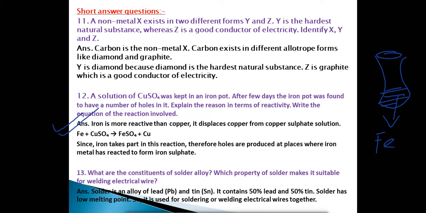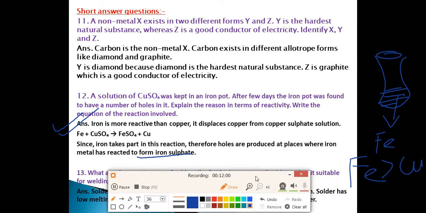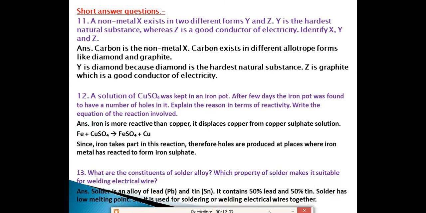Why is this so? We know that iron is more reactive than copper, so it will displace copper from its salt solution and form ferrous sulfate, FeSO4. In displacement reactions, we have read that the more reactive element will displace the less reactive element from its salt solution. So obviously iron will displace copper and form FeSO4. Since iron takes part in this reaction, holes are produced at places where iron metal has reacted to form iron sulfate. Because of the formation of FeSO4, we can see holes in that iron container.